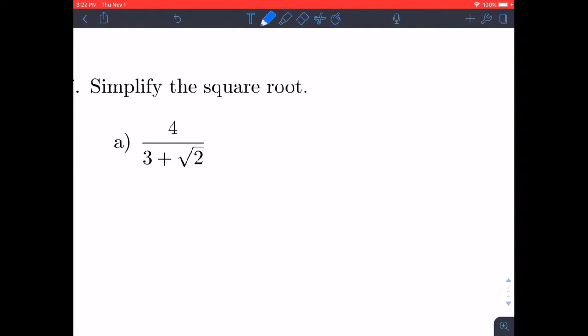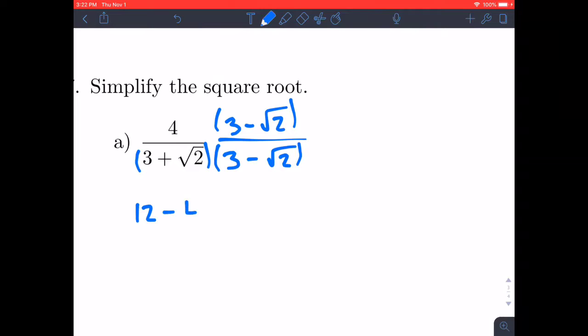Simplifying the square root where we have the fraction. On these, the key step is to multiply by the conjugate. So if we have 3 plus square root of 2, we multiply top and bottom by 3 minus square root of 2. Not 4, square root of 2. And across here we have to distribute and FOIL as well. So on top, when we distribute, we're going to have 12 minus 4 square root of 2. The 4 gets distributed to both of those pieces.